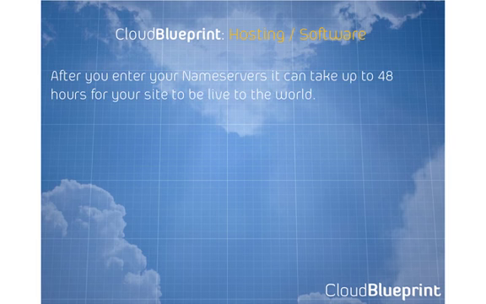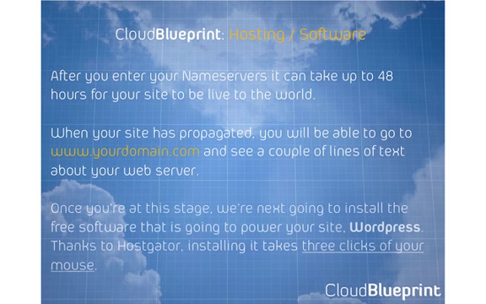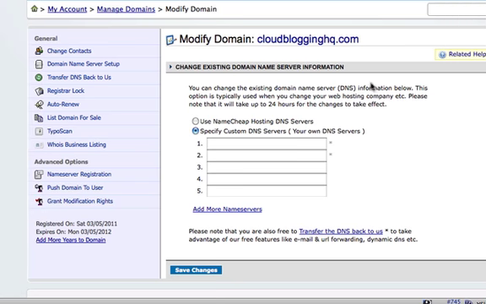After you enter your name servers, it can take up to 48 hours for your site to be live to the world. When your site is propagated, you'll be able to go to yourdomain.com, obviously substituting whichever domain you purchased, and see a couple of lines of text about your web server. Once you see these lines of text, we're going to install the free software that is going to power your site. For this, we're going to be using WordPress. Thanks to HostGator, installing the software takes no coding or programming knowledge, and just 3 clicks of your mouse.